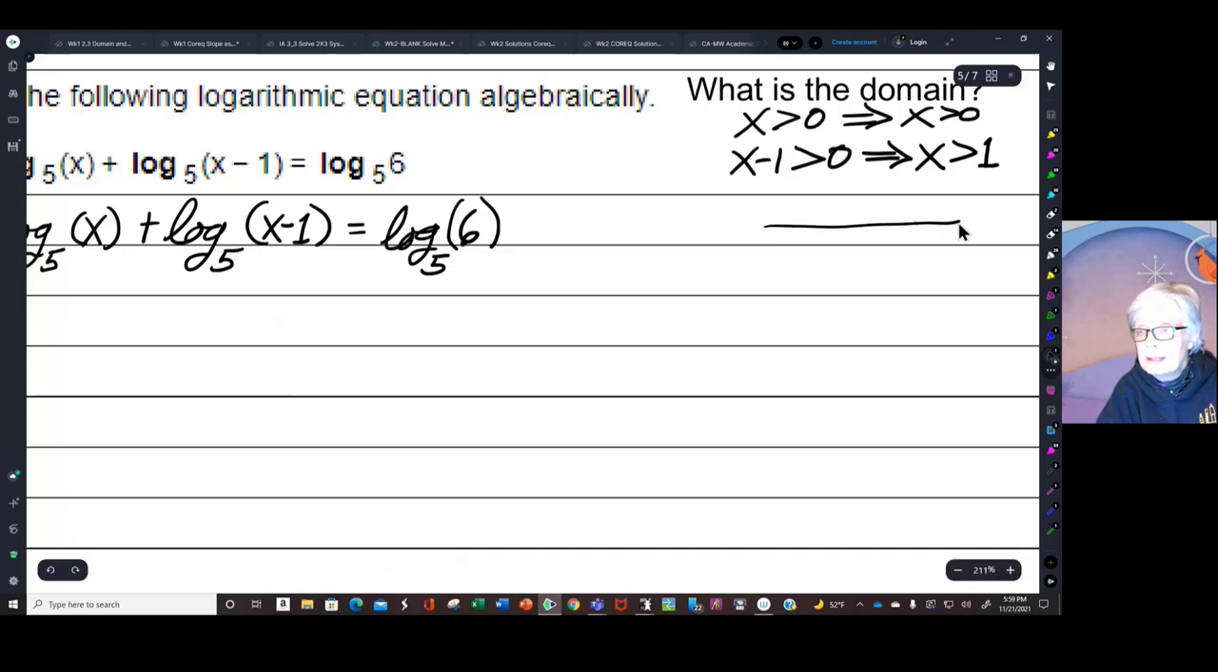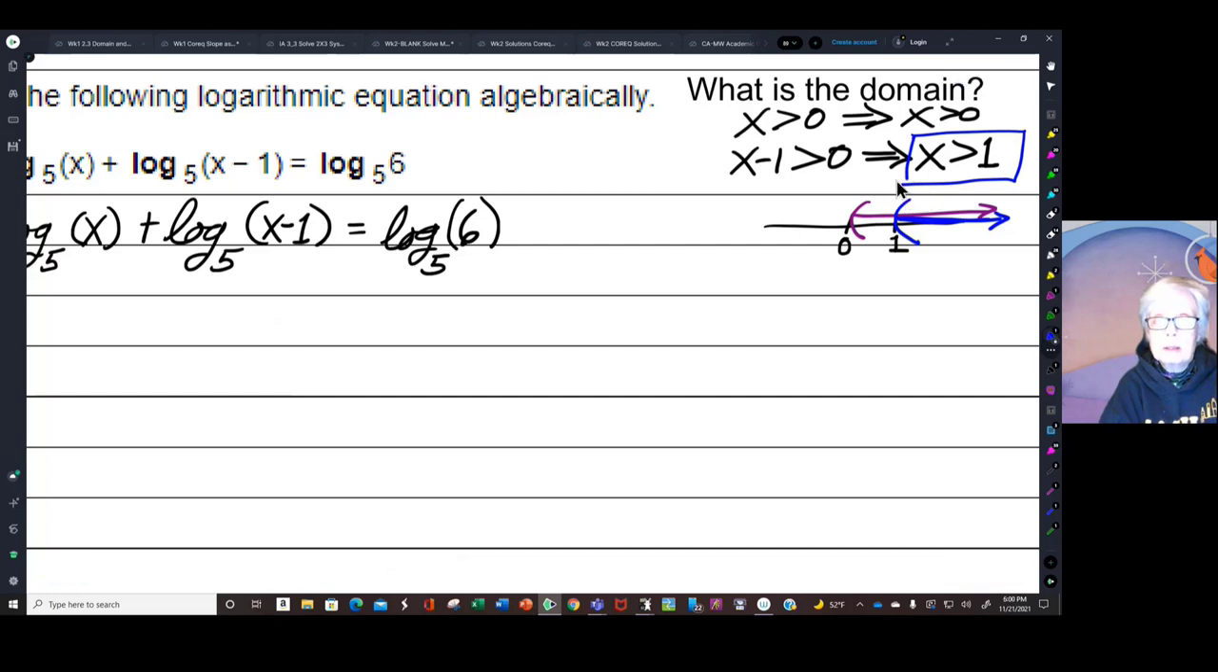Well, if x has to be greater than 0 and x has to be greater than 1, then the only place the arrows agree is at x greater than 1. So that's going to be our domain. Any answers we get have to be greater than 1.